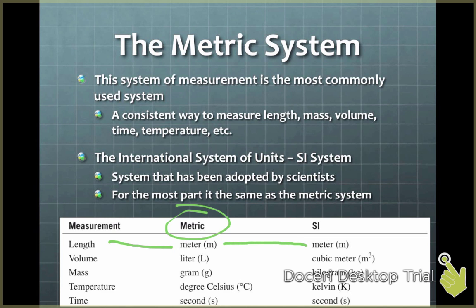However, when we are using volume, the metric system uses the liter, whereas the SI uses the cubic meter. Cubic meter is still a metric system unit. However, the base unit in the metric system is liter, where the base in the SI system is the cubic meter. So there's just little differences here and there. For mass, the base unit is gram, but in the SI we have kilogram. In the metric system they use Celsius, the SI system uses Kelvin, and so there's just little differences here and there, but for the most part they're the same system.